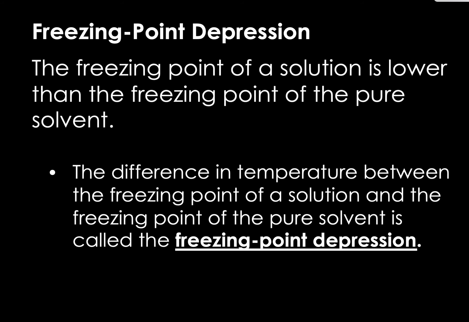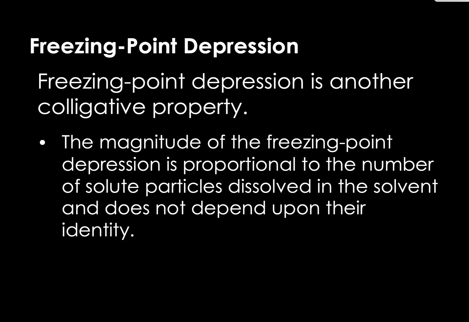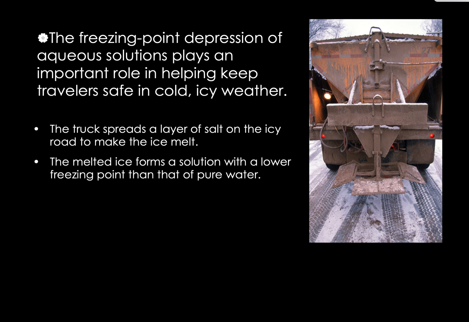So we're going to talk about freezing point depression and boiling point elevation. In a few weeks, we're going to do calculations with these as well. So freezing point, we know, is a colligative property. The magnitude of the freezing point depression is proportional to the number of solute particles dissolved in the solvent and does not depend upon their identity. The freezing point depression of aqueous solutions plays an important role in helping keep travelers safe in cold, icy weather. The truck spreads a layer of salt on the icy road to make the ice melt. The melted ice forms a solution with a lower freezing point than that of pure water.